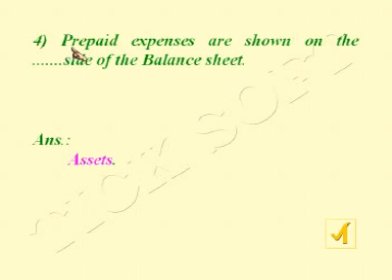Then fourth one, prepaid expenses are shown on the dash side of the balance sheet. Answer is asset side. Prepaid expense is an asset up to next year, up to usage of that particular expense. For example, insurance paid 1 lakh, but 90,000 only for the current year, remaining 10,000 for next year, means it is an asset. Up to that particular 10,000 only is asset. So we have to show this 10,000 rupees in the balance sheet asset side. So advance expenses, that means prepaid expenses or unexpired expenses, this is an asset.